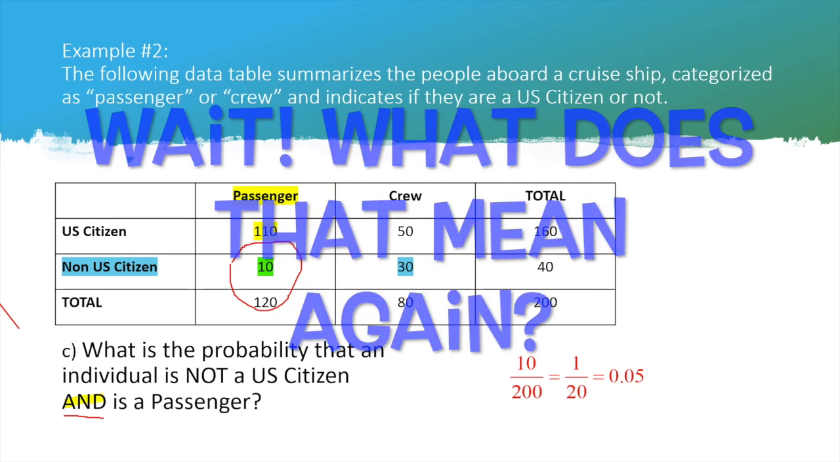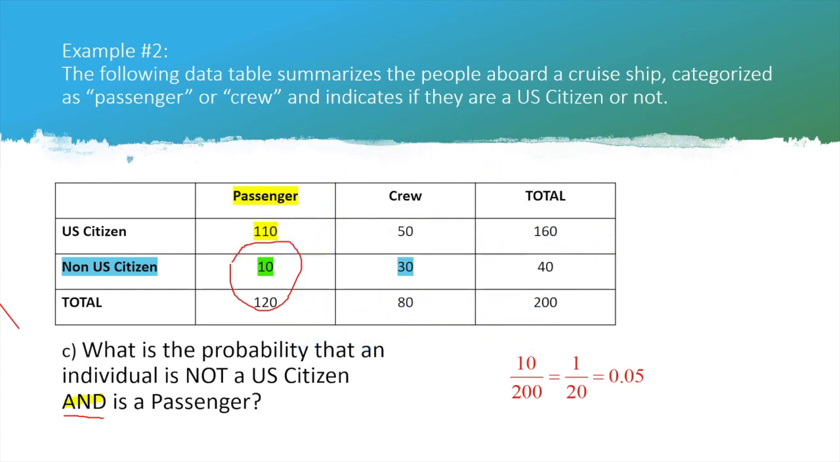Another way of thinking about what this problem is asking is that if you throw all these people into a box and you shake up the box, and you reach in the box and pull out one person, what is the probability that that person is going to be a passenger and not a US citizen? So your answer is 1 out of 20, which is about 5%. You have a 5% chance that you're going to reach into that box of people, pull one out, and get somebody who's a passenger and not a U.S. citizen.